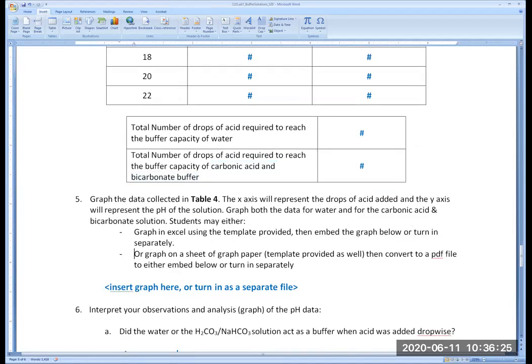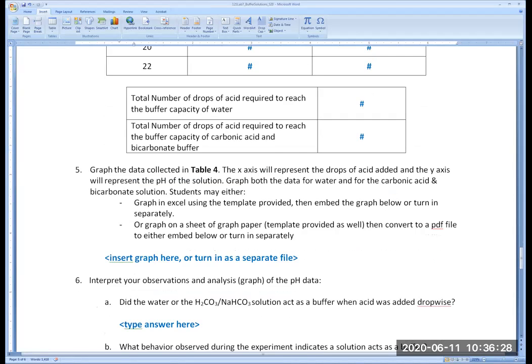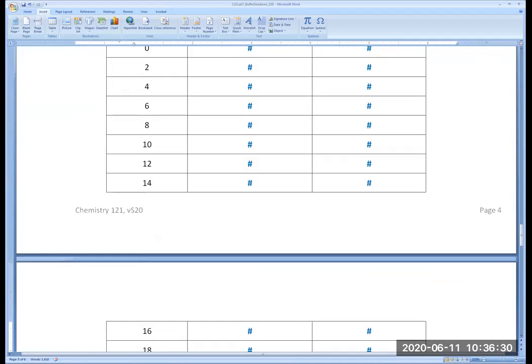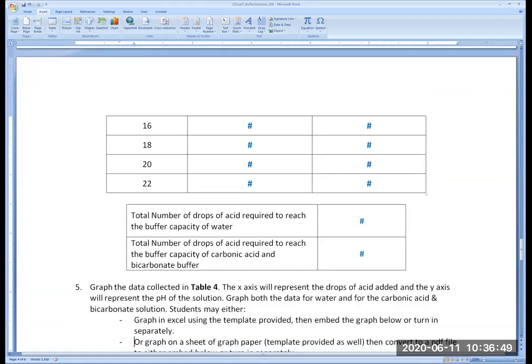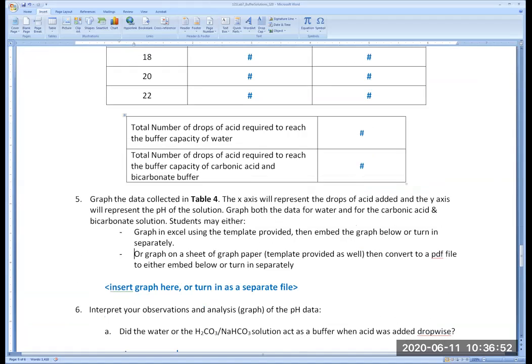So then you will need to graph what you have in this table 4 here. All the data from table 4 will be graphed. The drops of HCl will be your x-axis, and the pH values will be in your y-axis, and you will have two curves. There are different ways you can do this: you are provided a graph in Excel, and a graph on paper if you prefer to print and do it by hand, right?